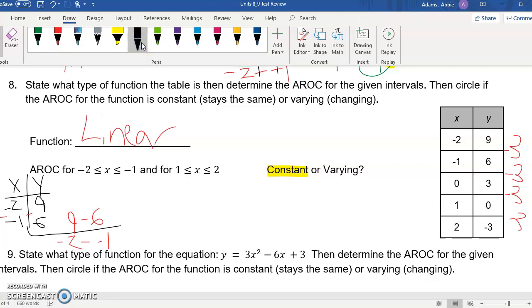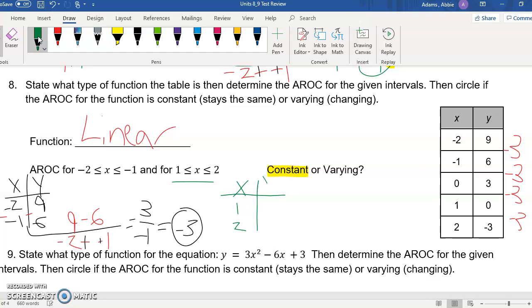All right, so 9 minus 6 is going to give me a +3 on top. And when I subtract a negative, I'm adding a positive. -2 plus +1 is -1. So this simplifies to an average rate of change of -3 for the first interval. Now on to the second interval. So I'm looking where x equals 1 and where x equals 2. So let's find those y values.